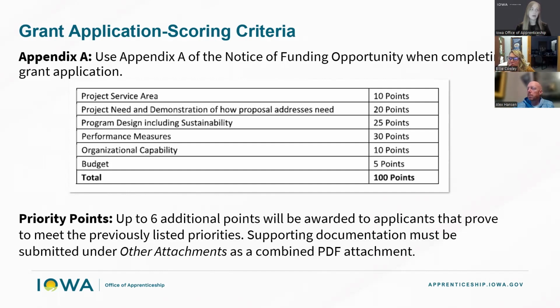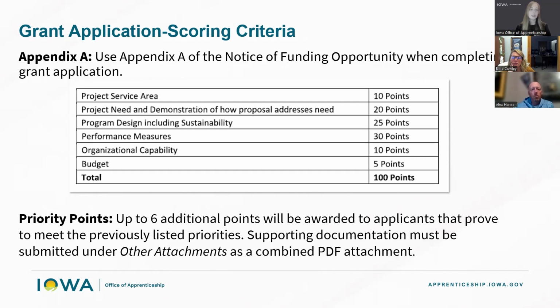But here's the criteria that those applications will be scored on. It's based upon your project service area, your project need, and the demonstration of how you will address that need through your registered apprenticeship program, the design and sustainability of your program, and your plan for tracking those performance measures. Then your organizational capability: who is going to implement the program, who's going to be the main point of contact, who's going to be your fiscal agent. So outlining that program structure, and then also your budget.